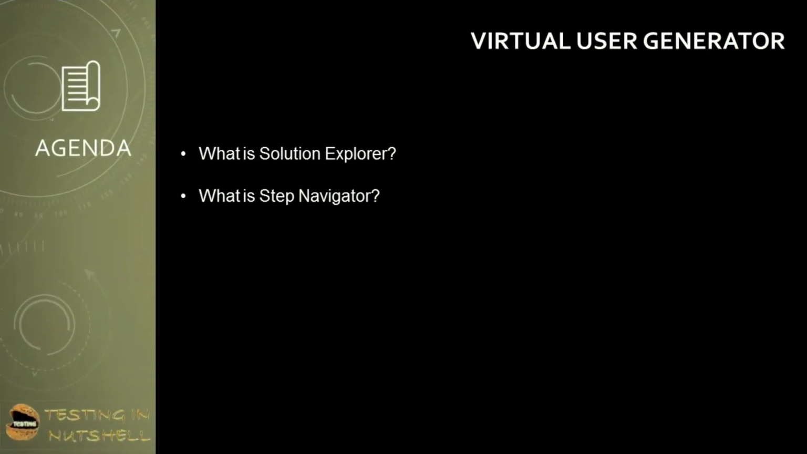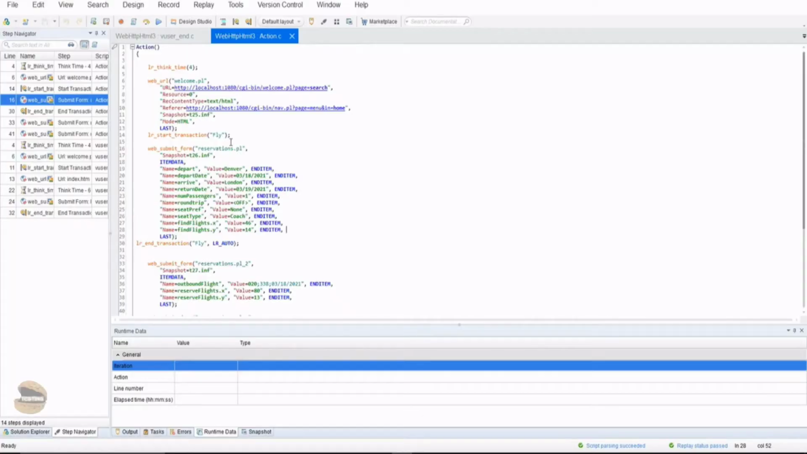As a part of this tutorial, we will be understanding what is Solution Explorer and what is Step Navigator in VUGen. In order to get started, all you can do is pick up any particular test which you might have in your recent access, or you can quickly record a script in order to understand more about the Solution Explorer and Step Navigator. The most important thing is, of course, you should have a script with you. Without that, you will not be able to understand the use of Solution Explorer and Step Navigator. So let's get started with the Solution Explorer first.